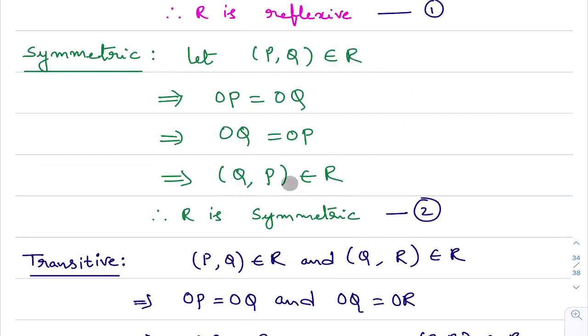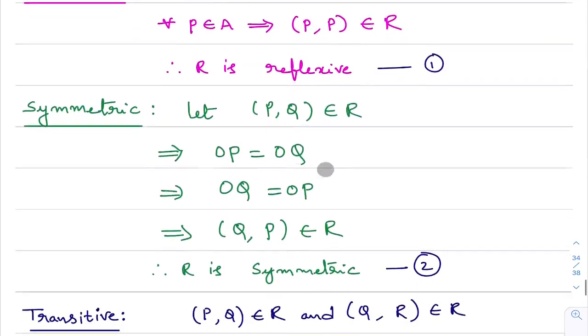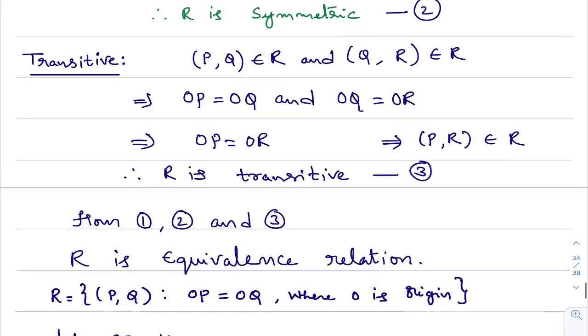I came to know that Q comma P is also present in this relation. So I can say that this relation is symmetric. Earlier I proved it is reflexive, which I took as equation 1. Now I proved it is symmetric, which I took as equation number 2. Now I will check the transitive property.